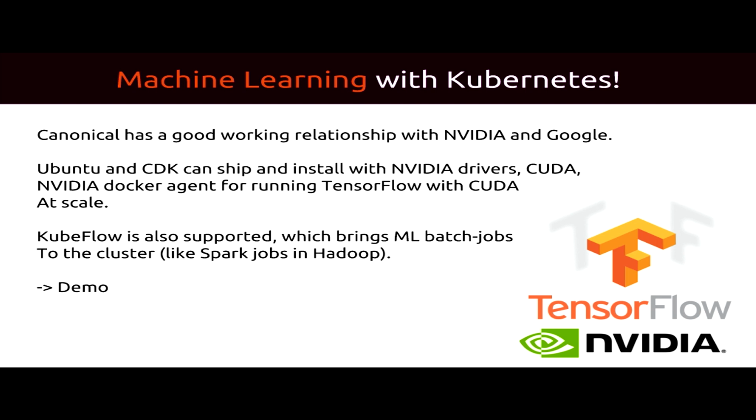So I've been working on a demo, but I admittedly have not totally finished it, so I won't show it, but I'll describe what we've been up to at Canonical around machine learning. We have a very good partnership with NVIDIA, and also with Google. We've been working with them to bring TensorFlow to our cluster with ease. We want to be able to deploy what's known as Kubeflow, which brings batch jobs of AI to the cluster. If you're familiar with the Hadoop world, you have Spark, and Spark can run batch jobs for big data. With this, you can do the same, but for AI.